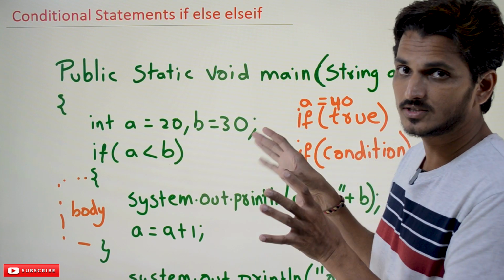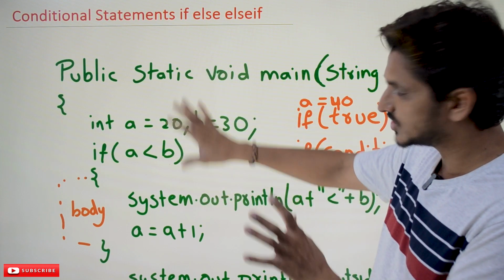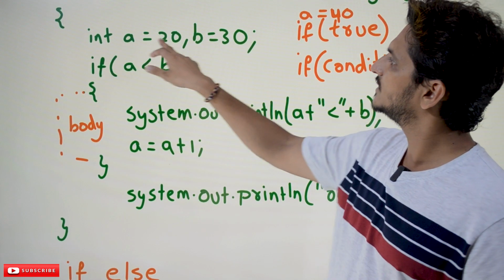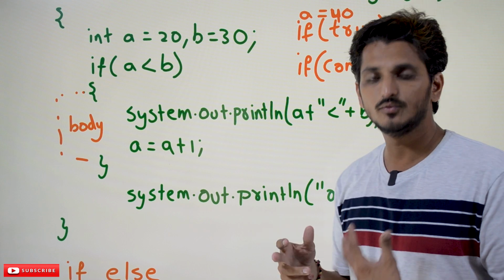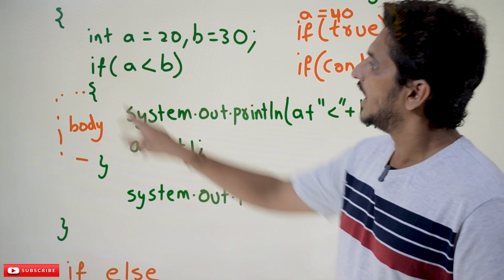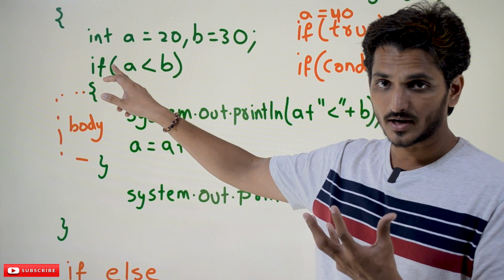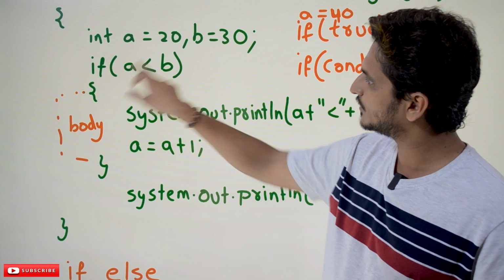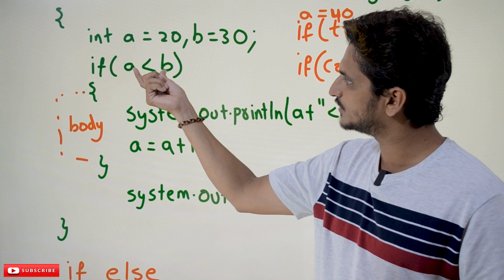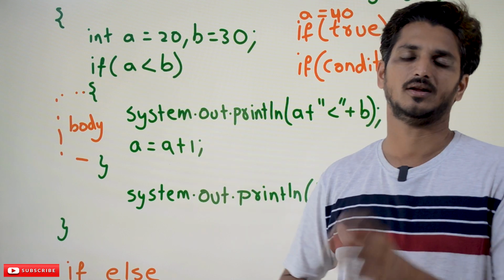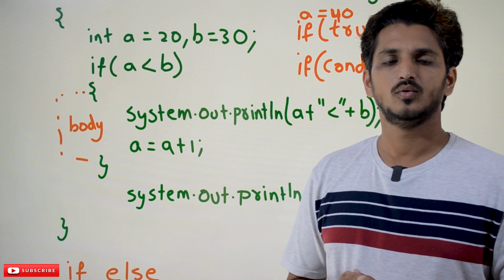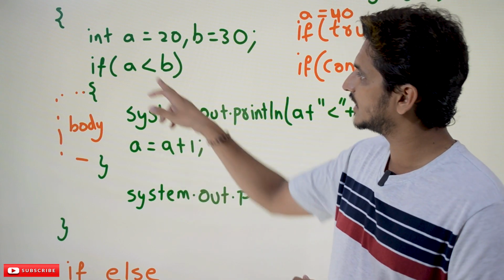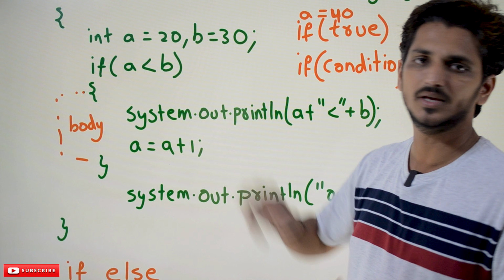That's why our concentration is much on how these conditional statements execute. So int a is equal to 20, b is equal to 30. We have taken two variables. If you want to write a conditional statement, we go with the syntax called if, open bracket, close bracket. In these brackets, we have to write the condition. We can write any condition. For simple understanding, we write the condition a less than b.